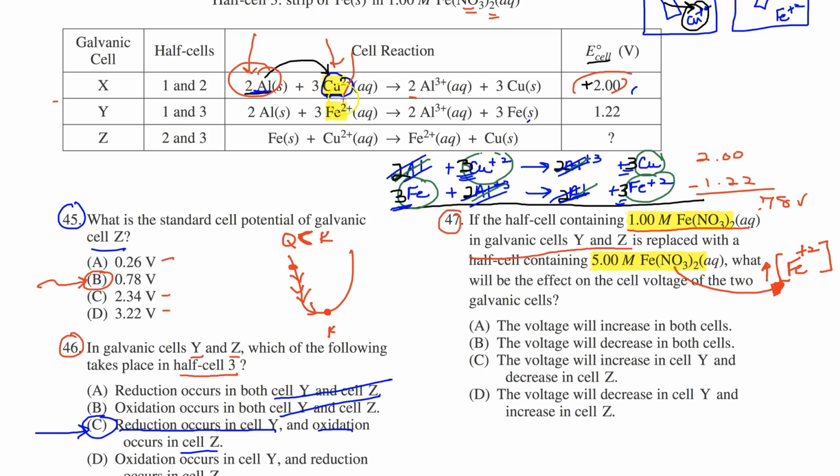Now they're talking about the two galvanic cells Y and Z. So look at Y first. If we're going to increase this, and if you need to, do the stress and the response. The stress is what we do: we're going to increase the amount of Fe plus 2. The response is to lower the Fe plus 2. So how does it do it? It uses it up by shifting forward, which means we're going to make the forward pathway more spontaneous.